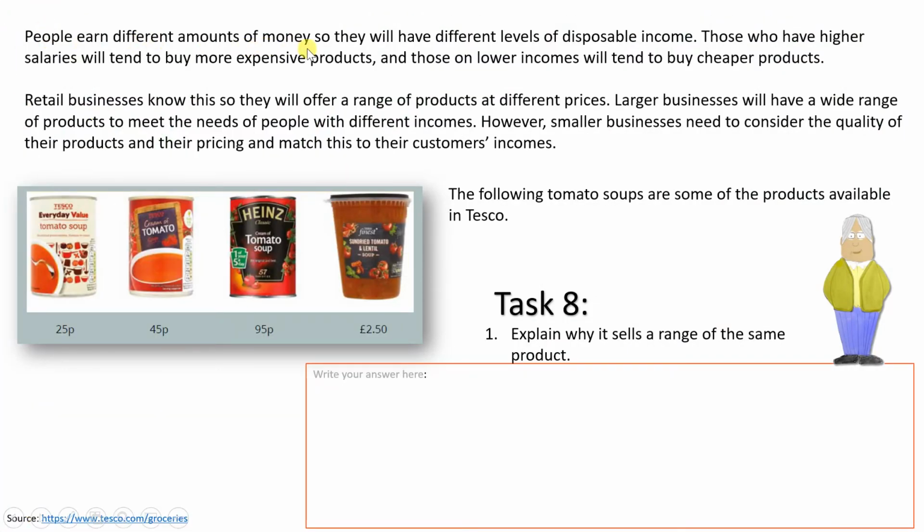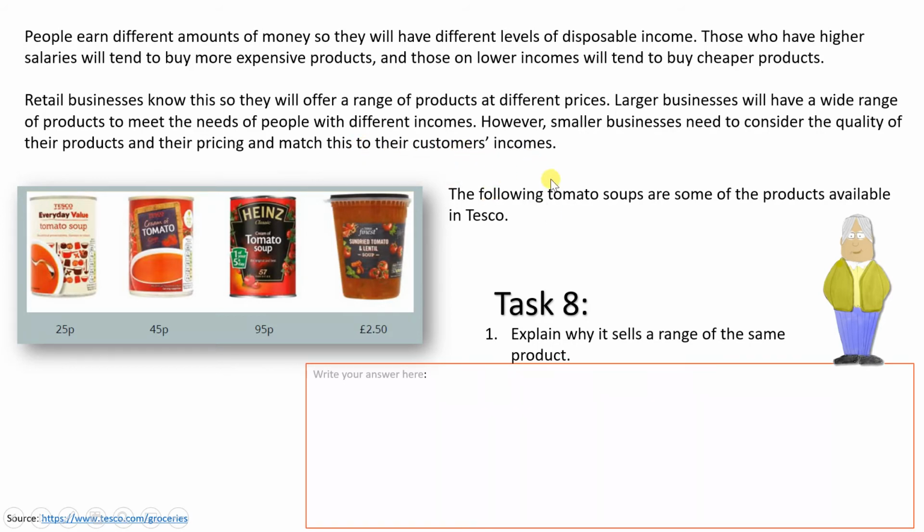People earn different amounts of money, so they will have different levels of disposable income. Those who have higher salaries will tend to buy more expensive products, and those on lower incomes will tend to buy cheaper products. Retail businesses know this, so they will offer a range of products at different prices. Larger businesses will have a wide range of products to meet the needs of people with different incomes. However, smaller businesses need to consider the quality of their products and their pricing and match this to their customers' incomes.